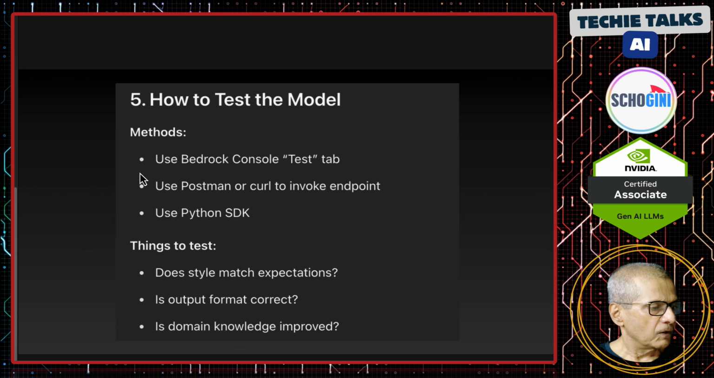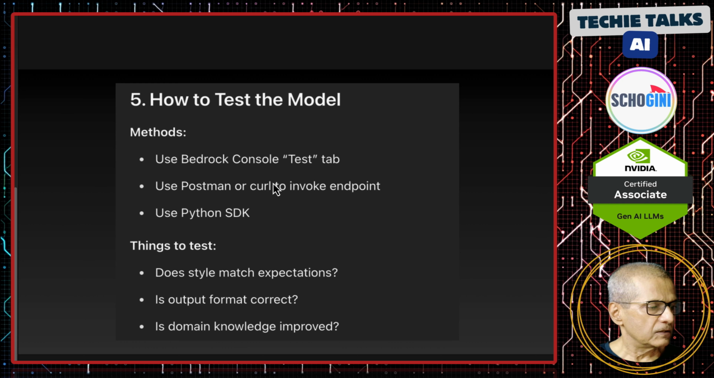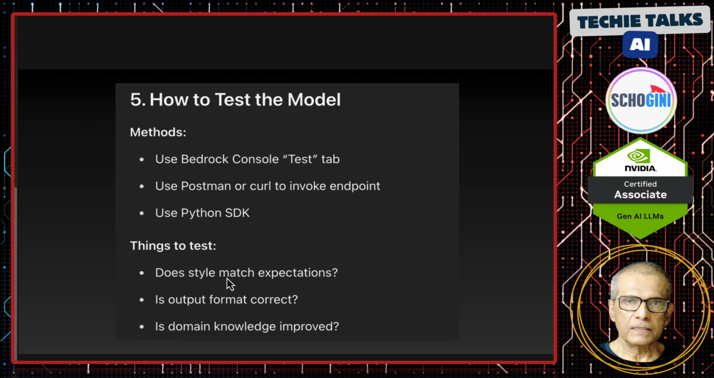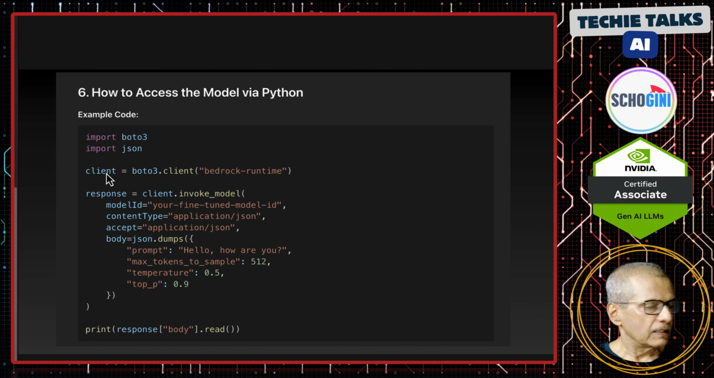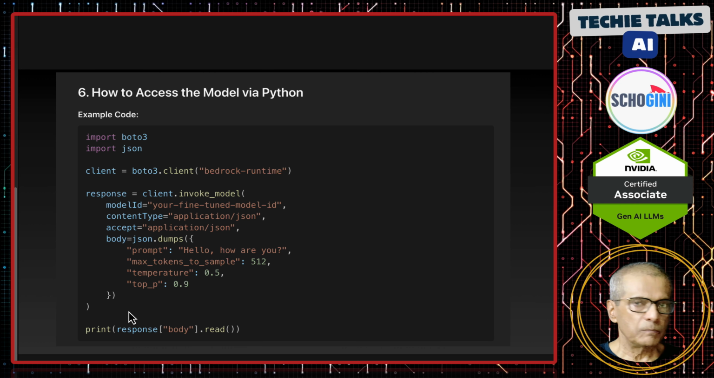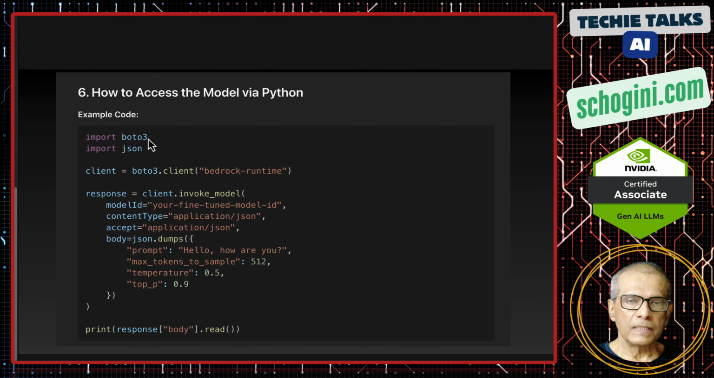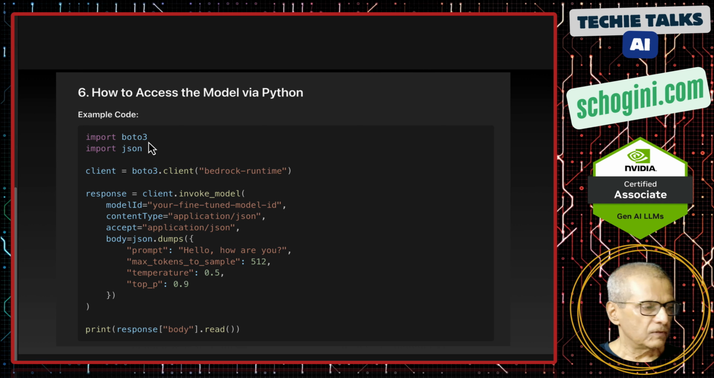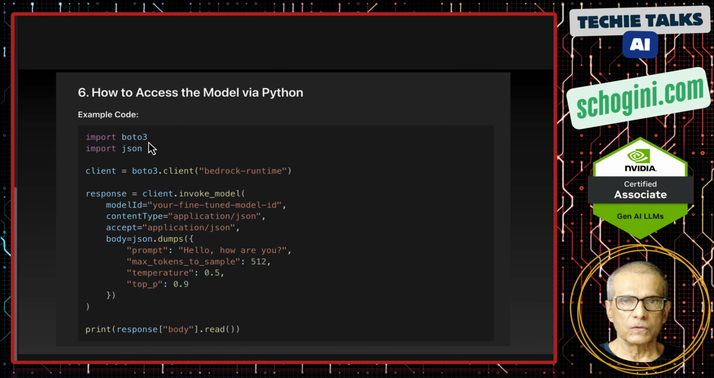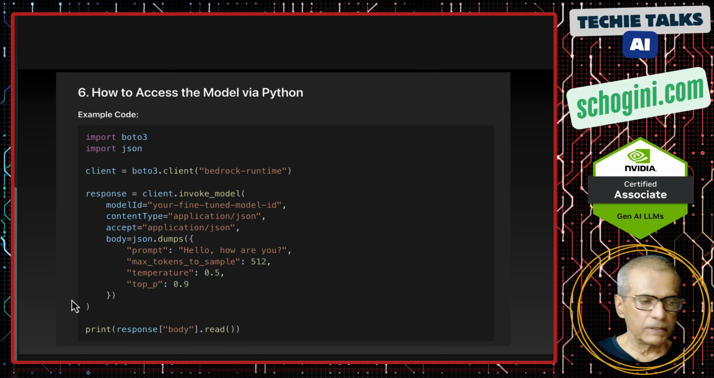And how to test the model? Bedrock UI itself we can test, but we will also use Python to test. Okay, now how to access the model in Python? So this is the sample code that we will use to test the model. Boto 3 is the AWS Python SDK, which lets us talk to AWS resources. So that is a quick overview of what we are going to see.